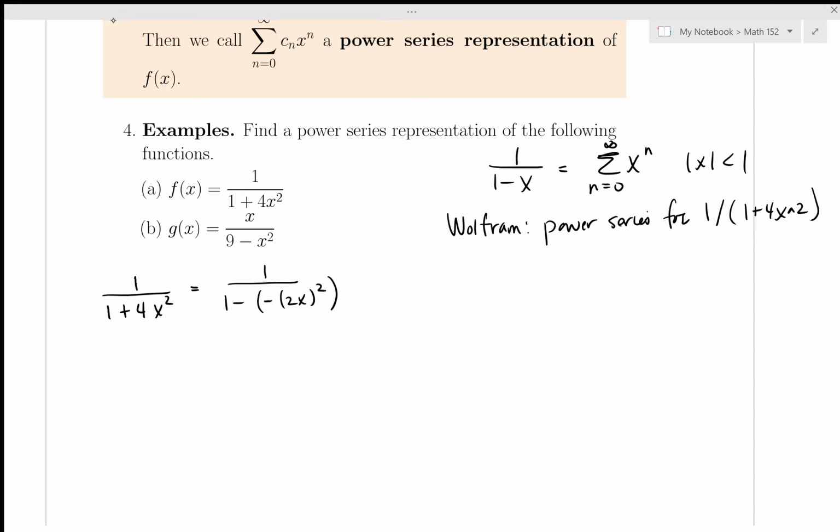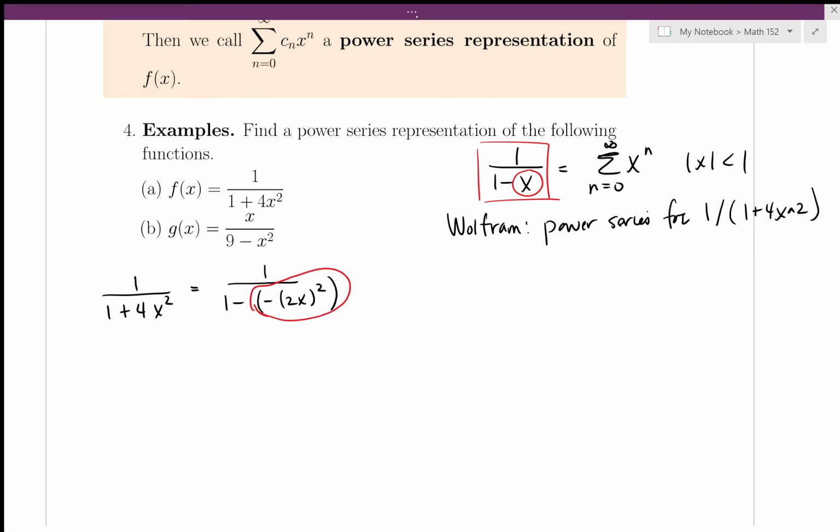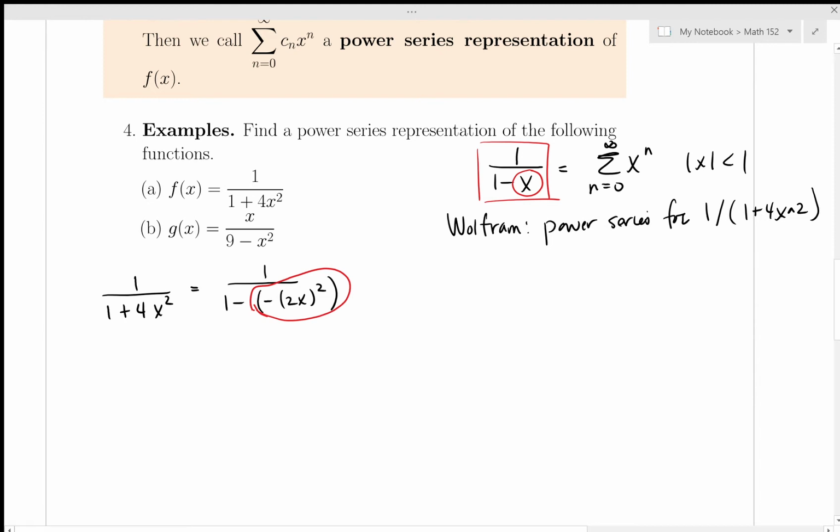And then I see that I have this form here, 1 over 1 minus something. And here, what is the something? Well, the something is this. Okay. So now I'm going to substitute that into my power series.